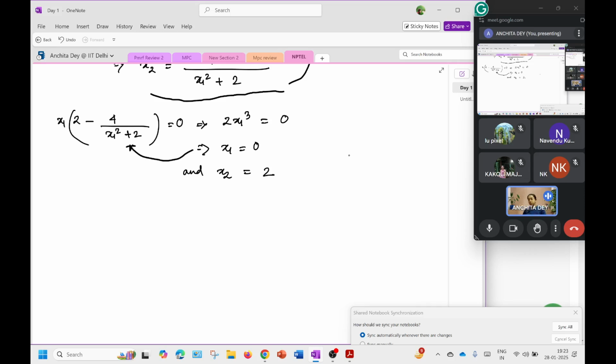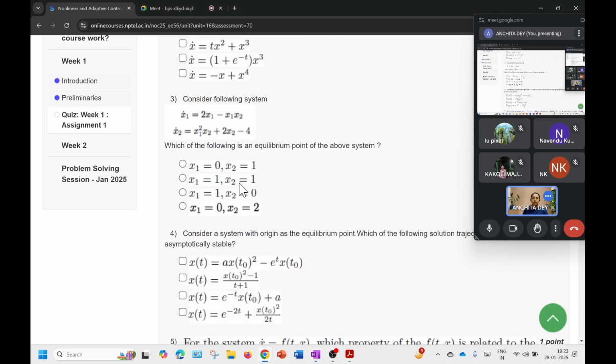Okay, so our answers are simply x1 is equal to 0 and x2 is equal to 2. So based on this, the correct answer would be the fourth one, right? And you can actually check it back. If you put x1 to be 0 here, you see that x1 dot is 0. And then if you put x1 as 0 and x2 as 2, two 2s are 4 minus 4, and that means x2 dot is also equal to 0.